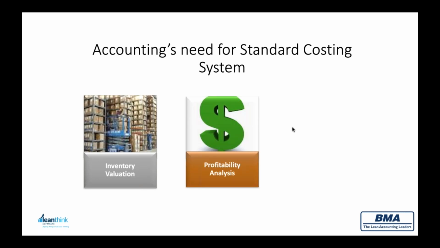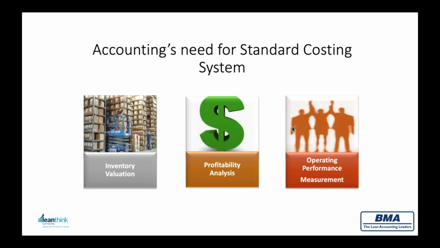A lot of the standard costing information, though, can be used to analyze profitability. One example is what's the margin of a specific product. You can get a price, you know what the standard cost is, you can get a margin. That's a simple example.